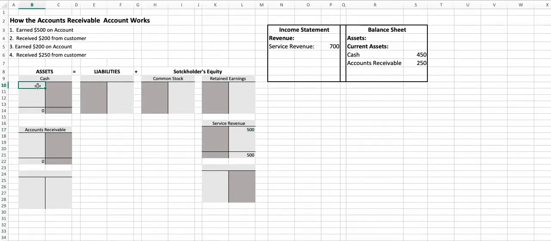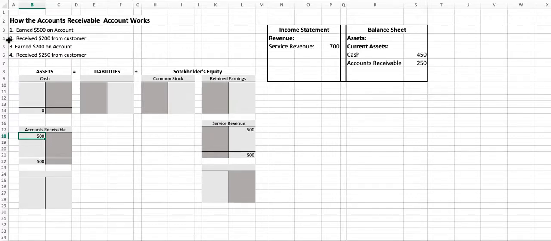Now, you cannot debit cash here on transaction number 1 because this transaction says earned $500 on account. So we have to set up an accounts receivable account. And that means that our customer is going to pay us later for services performed today.